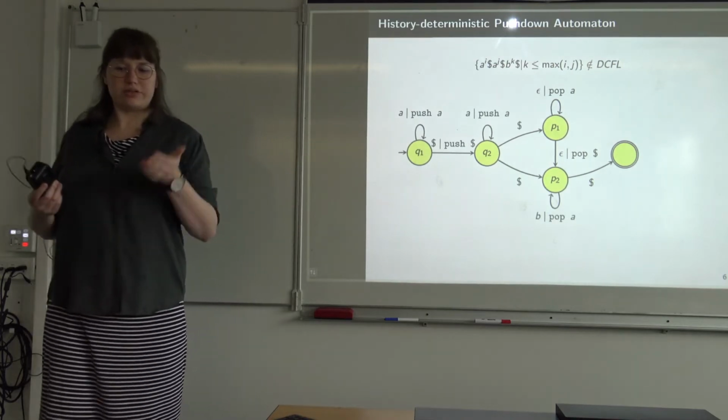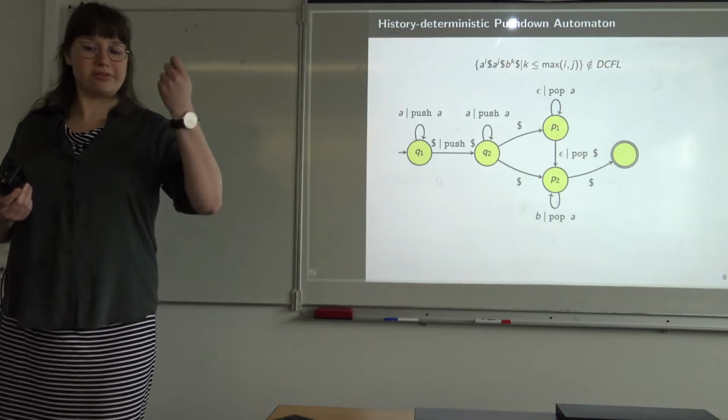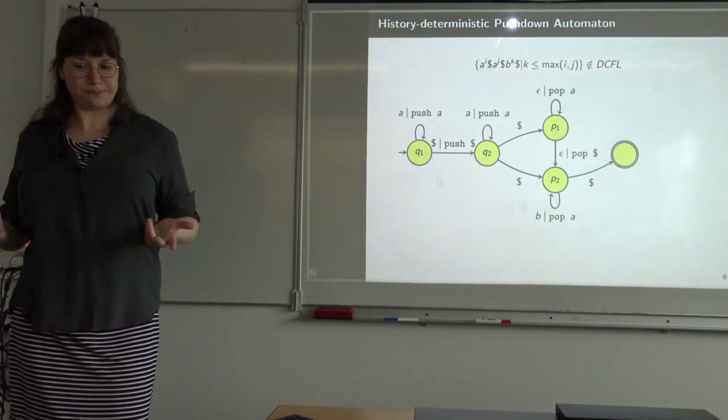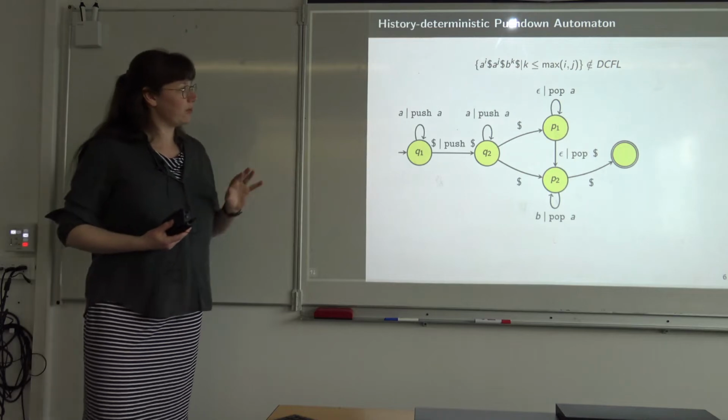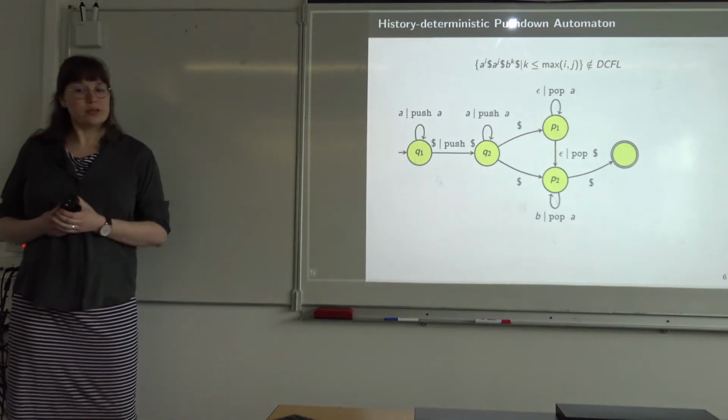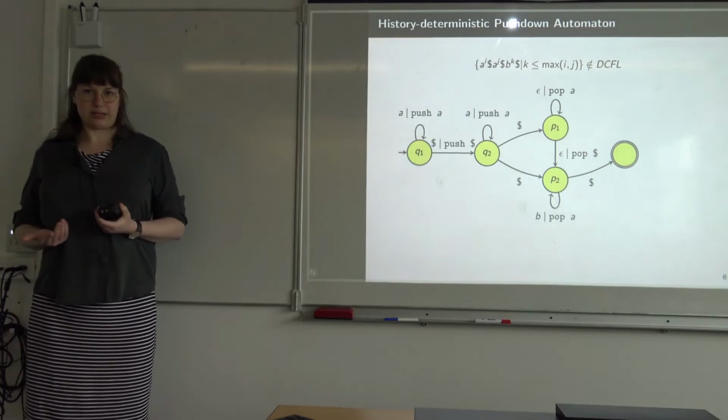So essentially, it will just decide after reading this, when it reads the second dollar, which block of A's to compare with the block of B's. So it should be fairly clear that it recognizes the right language. And what's nice about this automaton is that it is history deterministic.